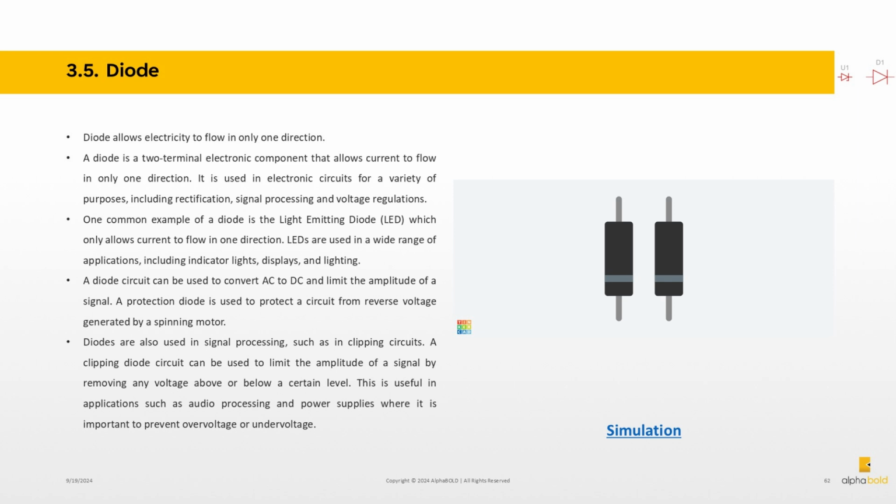Diodes are also used in signal processing, such as in clipping circuits. A clipping diode circuit can be used to limit the amplitude of a signal by removing any voltage above or below a certain level. This is useful in applications such as audio processing and power supplies where it is important to prevent overvoltage or undervoltage.